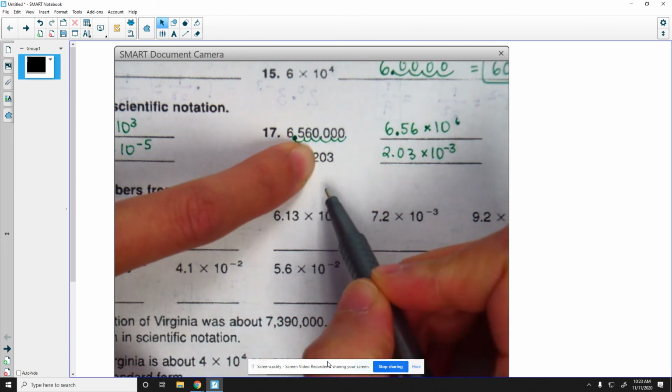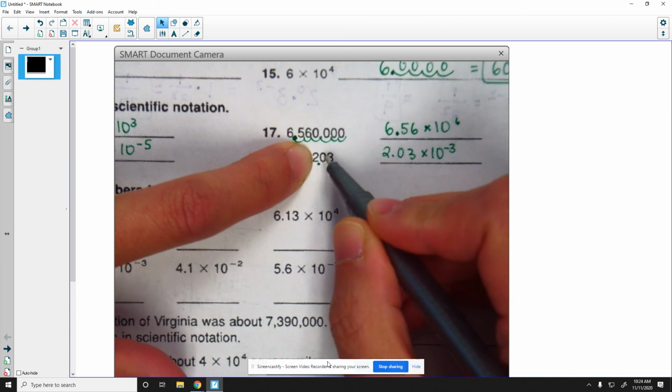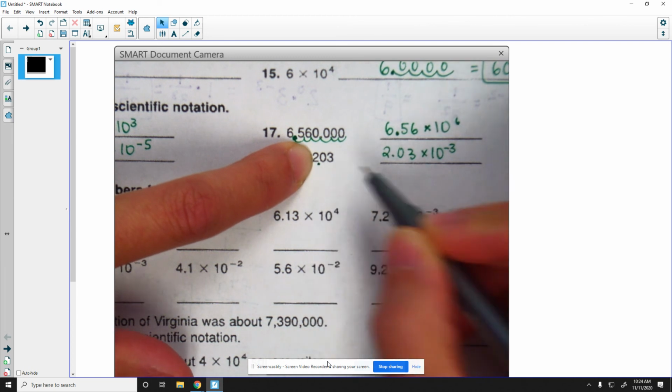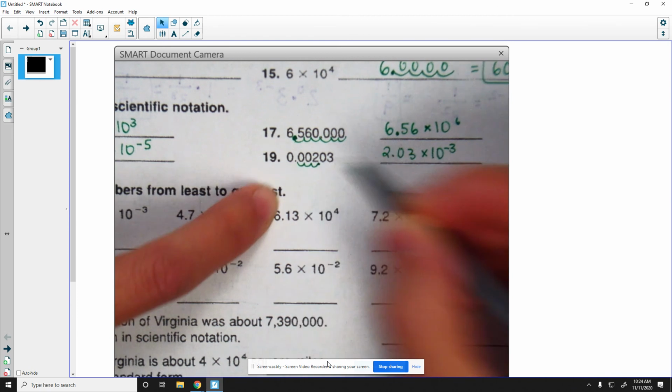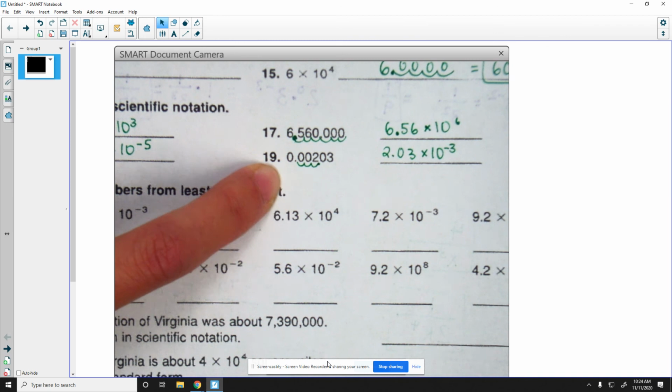Okay, so cover up your zeros. 2, and then a point, and then everything after: 03. You still have to include the 0. It's not 2.3, it's 2.03. So here's your decimal. 1, 2, 3. Go back to your original decimal, not the end. So it's negative 3. You're going backwards.